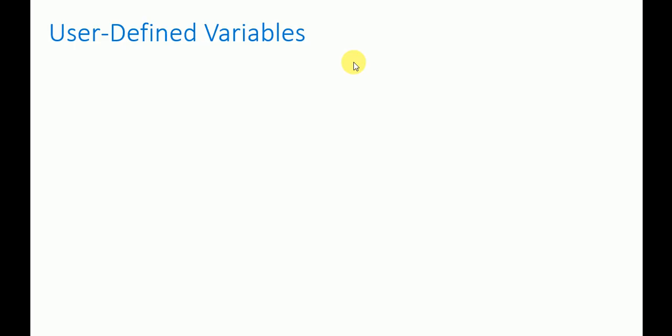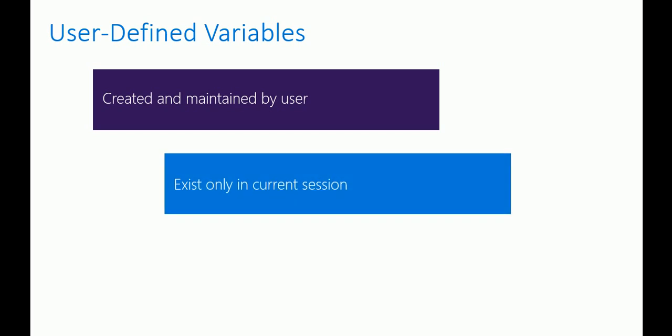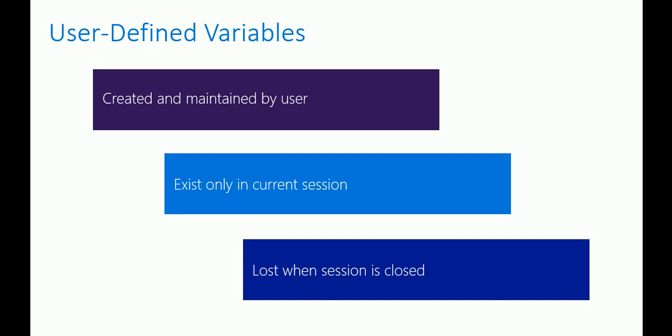User-defined variables. So what are user-defined variables? They are not created and maintained by PowerShell; the user has to create and maintain their user-defined variables. They exist only in the current session. When you open PowerShell and define the variable, at that time only you can utilize it. When the session is closed, you will lose the variable. If you save the PowerShell script and relaunch it, then that variable can be used and is not lost.